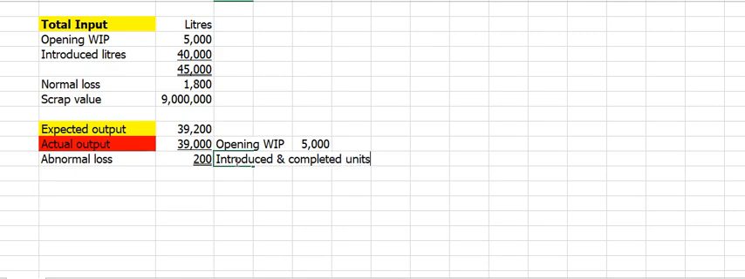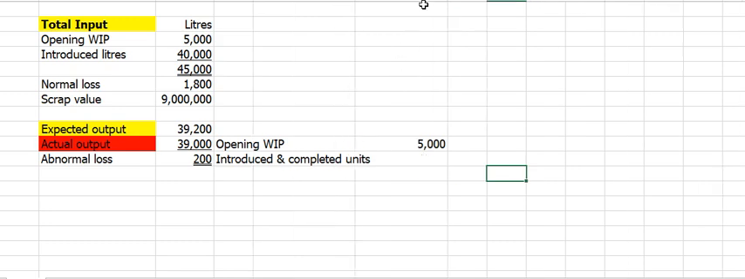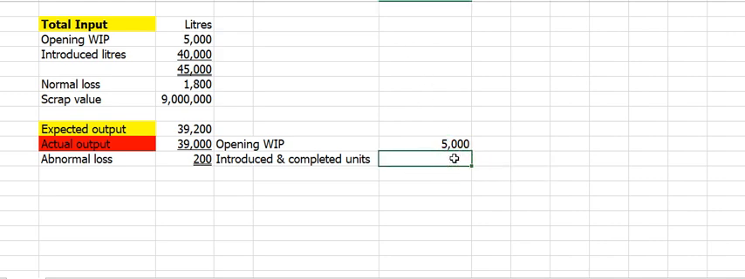And completed the units. I have to break it down. It has the introduced and completed units as well. But then it also has the introduced and completed units of 34,000, because 39,000 minus 5,000 gives you 34,000. So that is your completed units or the actual output.